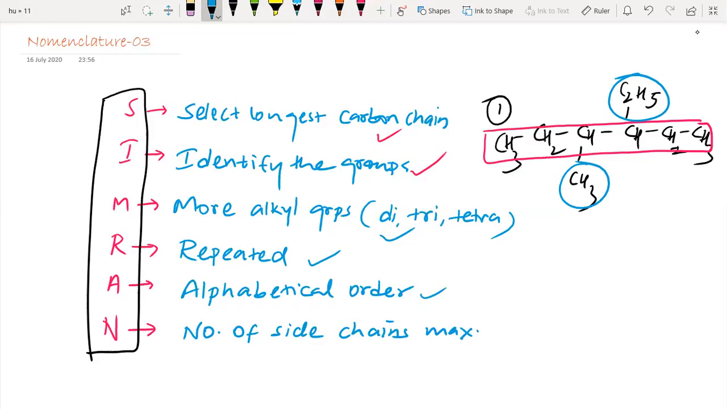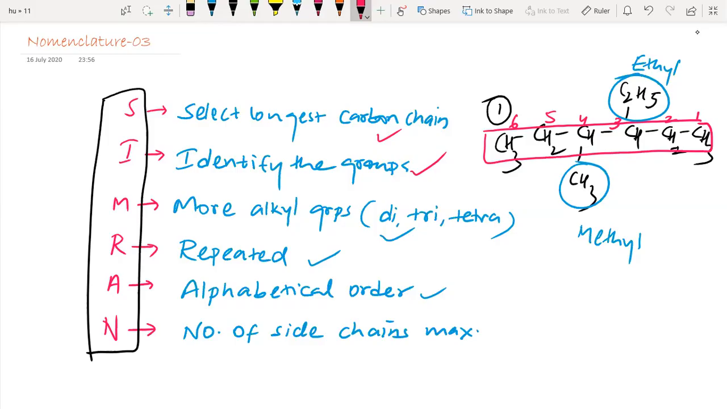Now alphabetical order we'll see. While writing the IUPAC name, while numbering also, this is ethyl, alphabetically E, and here is methyl. E should get the minimum number. Alphabetically E comes first, and that's why we'll start numbering from the right side, because ethyl should get the minimum number. So this is the correct way to number.